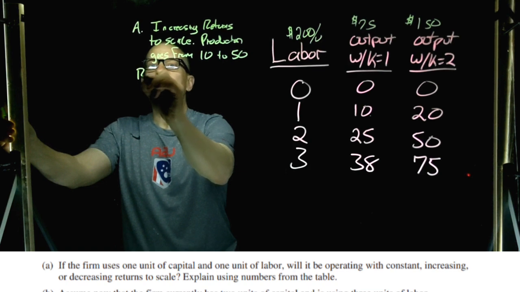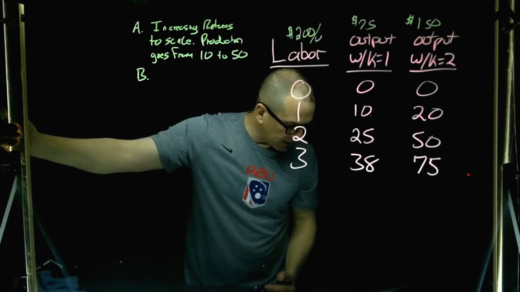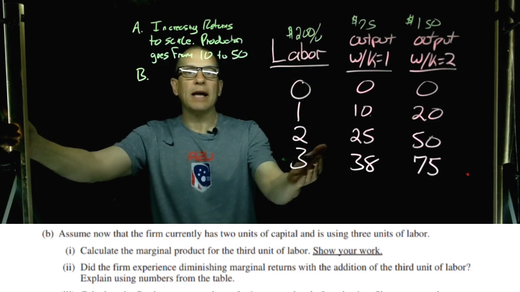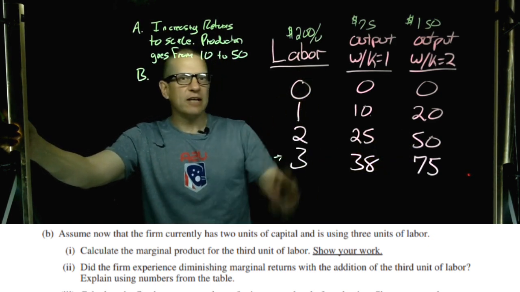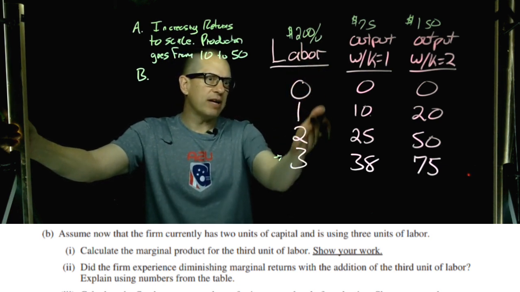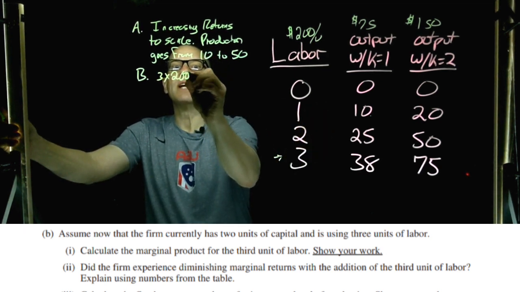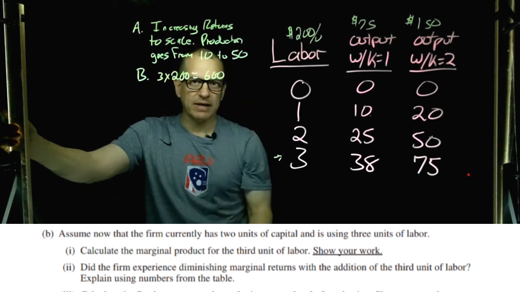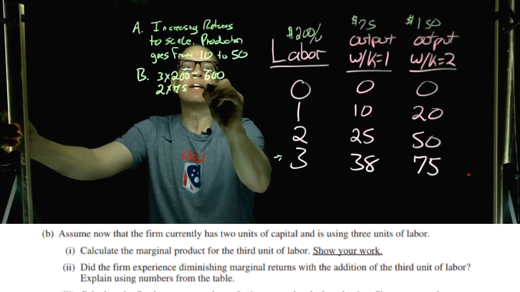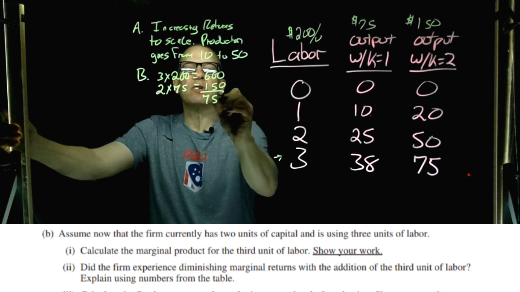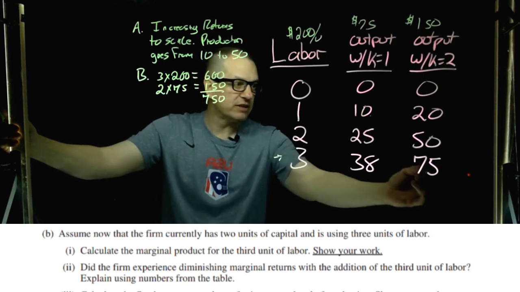Okay, B says now we're using 3 units of labor and 2 units of capital. So I'm producing at this level right here. If I'm using 3 units of labor at 200 each, that's 3 times 200, my labor cost. And if I'm using 2 units of capital, 2 times 75, that's 150. My total costs are going to be $750 at this level of operation, producing 75 units.